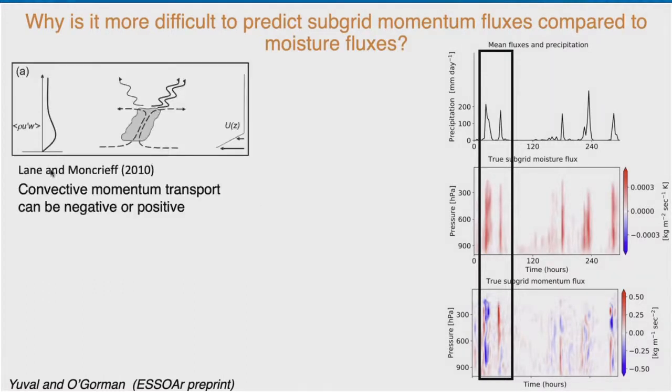And it's not new that convective momentum transport can be both positive or negative. There are some ideas, and the idea is that the way the cloud tilts during convection will determine the sign of momentum transport.